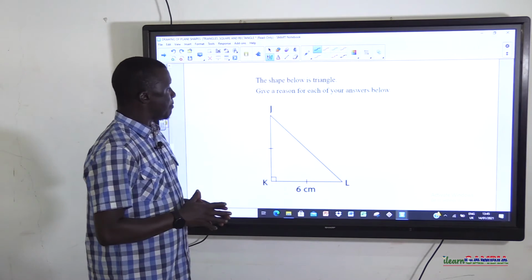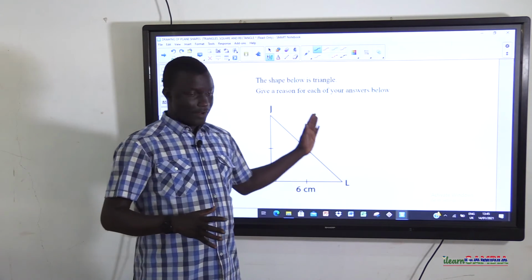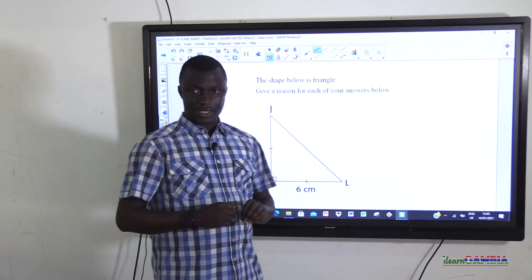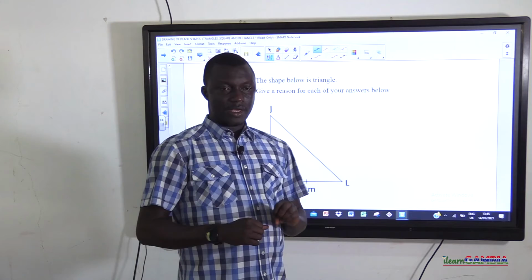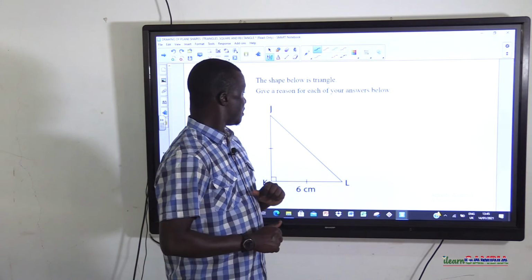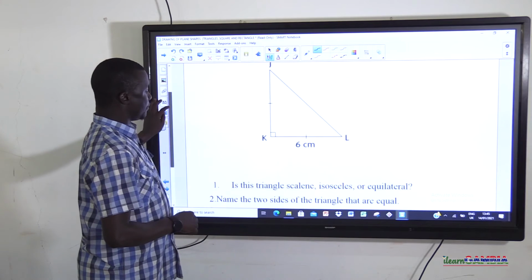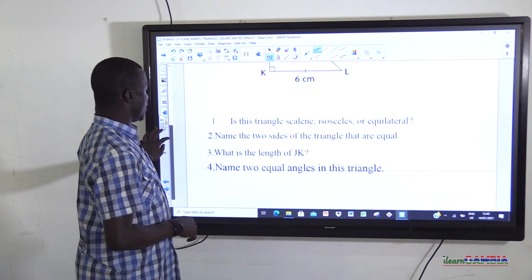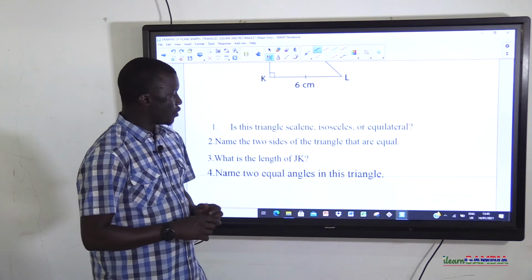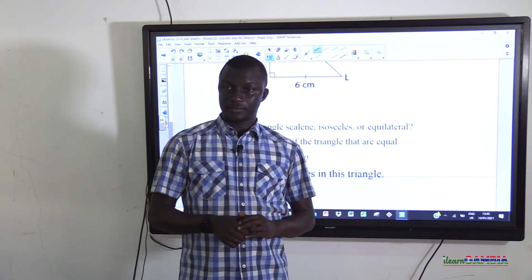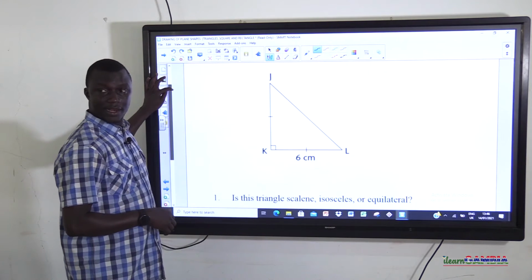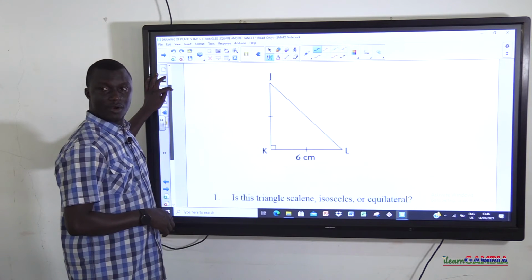Now we move on. The shape below is a triangle. It's very obvious. Give a reason for each of your answers. Wherever we answer a question, we have to give a reason for our answer. Now, the questions are as follows. Is this triangle scalene, isosceles, or equilateral?